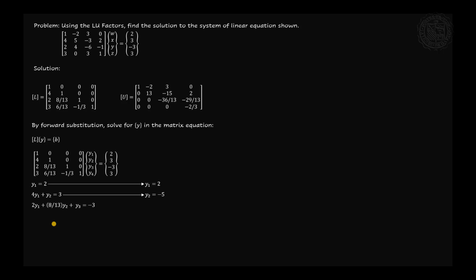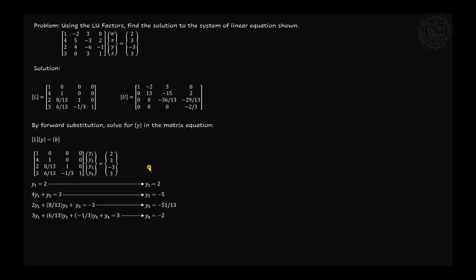Next, let's proceed to the third row. So we have 2 times y1 plus 8 over 13 times y2 plus 1 times y3 is equal to negative 3. And solving for y3, we have negative 51 over 13. And lastly, let's solve for y sub 4. So we have y sub 4 is equal to negative 2.